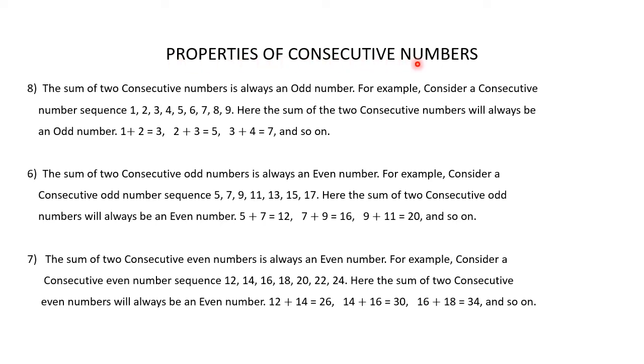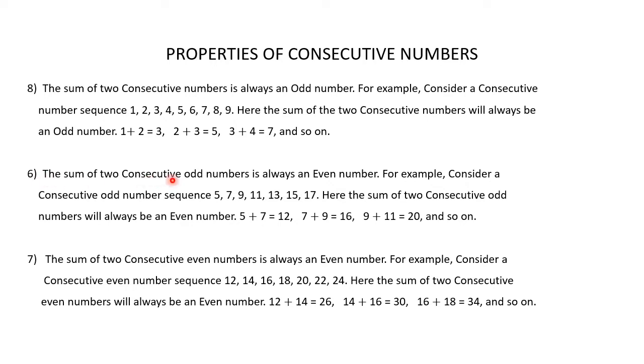Let's move on to more properties of consecutive numbers. The sum of two consecutive numbers is always an odd number. For example, consider a consecutive number series 1, 2, 3, 4, 5, 6, 7, 8, and 9. Here, the sum of the two consecutive numbers will always be an odd number. 1 plus 2 is 3, which is an odd number. 2 plus 3 equals 5, which is an odd number. 3 plus 4 is 7, which is an odd number. 4 plus 5 is 9, which is an odd number, and so on.